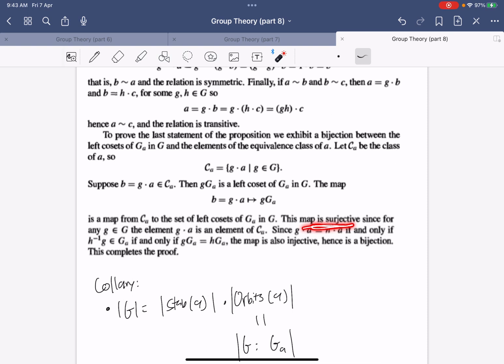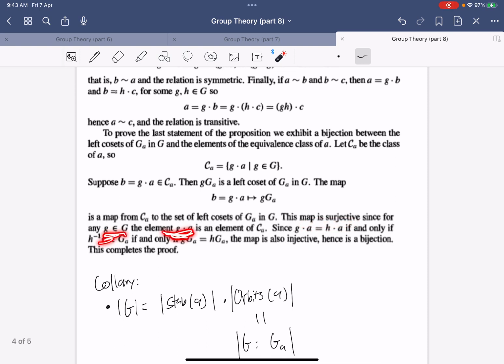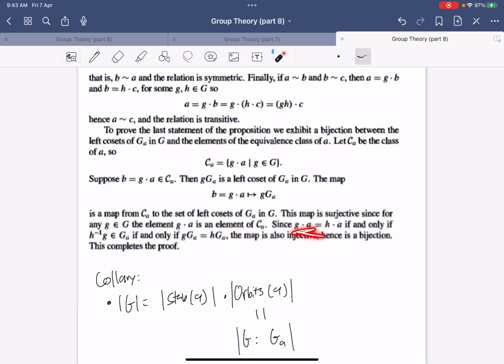This map is surjective since for any g in G, the element g dot a is an element of the orbit. And since g dot a equals h dot a if and only if the element h inverse times g is an element of the stabilizer, this must mean that g times the stabilizer equals h times the stabilizer. And so the map is also injective, and hence you have a bijection.